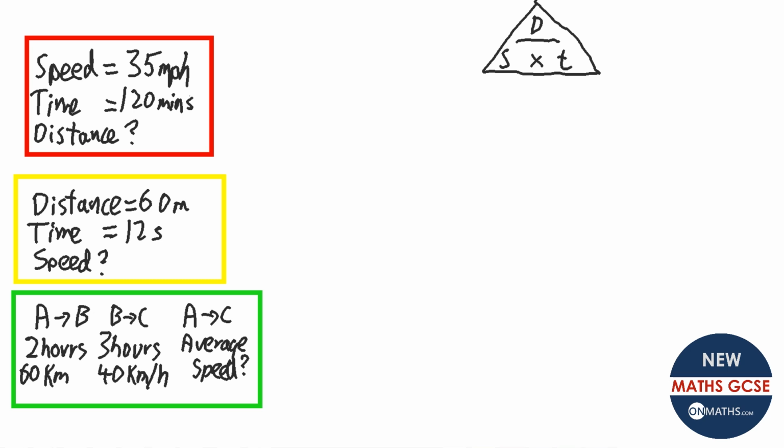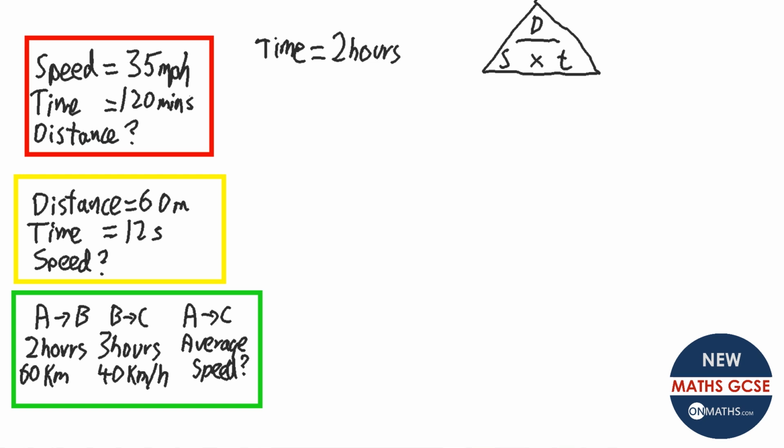So this first question says that we've got a speed of 35 miles per hour, and that's signified by mph. Whenever you see mph, it's always miles per hour, not meters per hour. And it says that the time is 120 minutes. Now, there's already a problem there because the time is in minutes and yet the speed is in miles per hour. I could convert speed into miles per minute, but that's really complicated, so I'm not going to do that. I'm just going to change time into hours. 120 minutes is 2 hours.